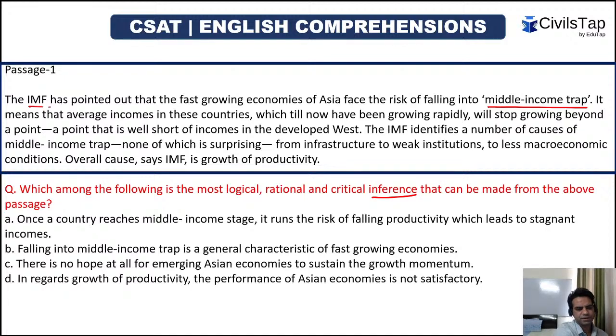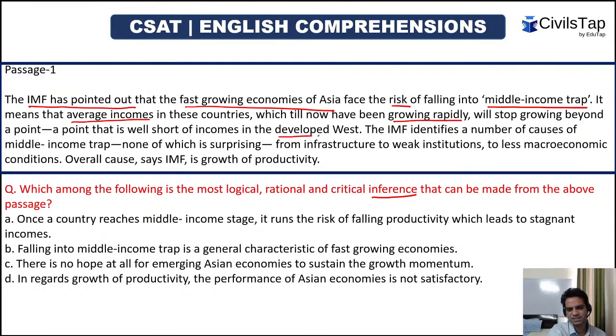IMF has pointed out that fast growing economies of Asia face the risk of falling into the middle income trap. What a middle income trap means, basically, guys, is that average incomes in these Asian countries, which till now have been growing rapidly, will stop growing beyond a point, a point that is well short of incomes in the developed West.